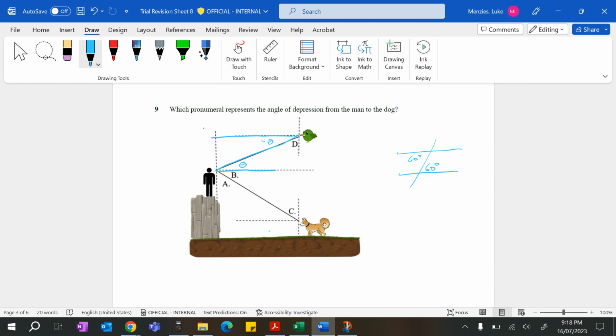So what that's saying is, notice that this is my horizontal, and here again is another horizontal, and we've got this line cutting it. So in our actual question, the one we are looking for is here we have the man and the dog. But here's my horizontal. Here's one of them, here's the other one. And so the actual angle of depression is the angle from the horizontal down. So this angle in here. So our answer there is B.